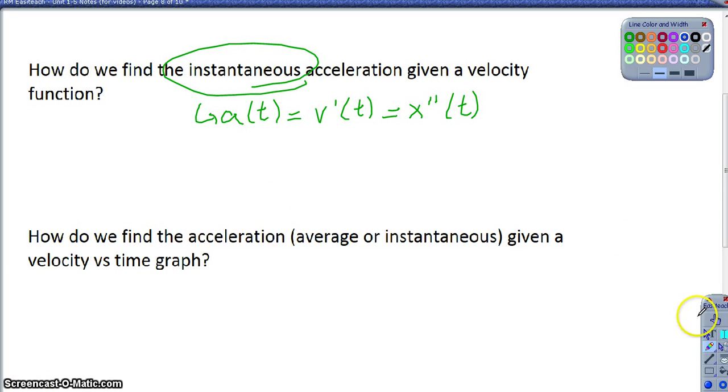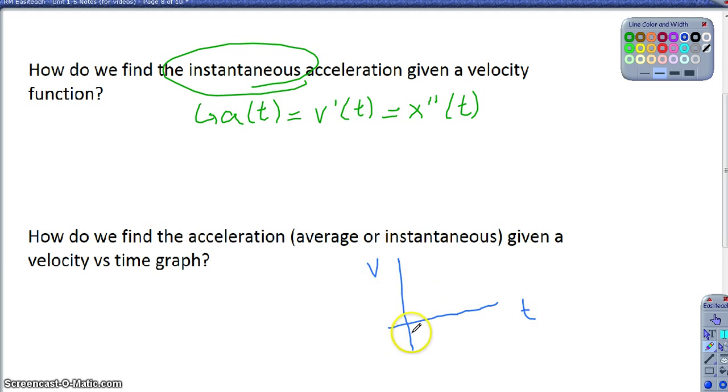Okay, so picking up part 3 of the 1-5 notes here, we left off talking about the difference between the instantaneous and the average acceleration. So just to close on that thought, how do we find the acceleration, the average or instantaneous, if I'm given a velocity versus time graph?